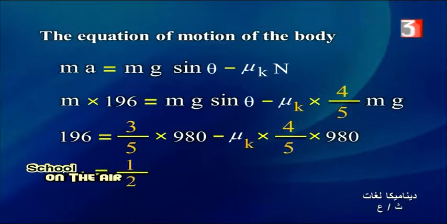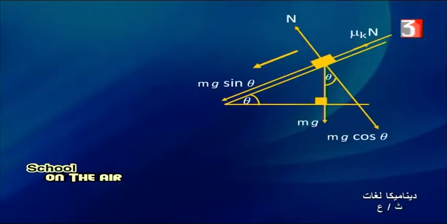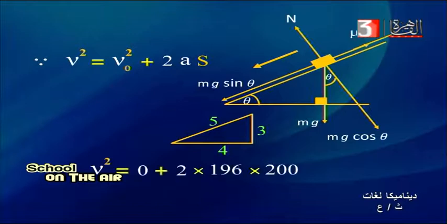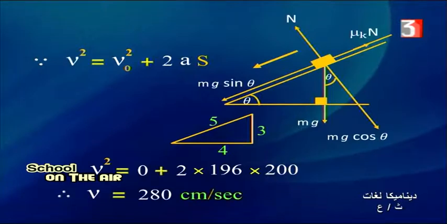Now what is the velocity of the body after it travels 200 centimeter? We know that v squared equals v naught squared plus 2as. And the velocity v squared equals the initial velocity 0 plus 2 multiplied by 196 multiplied by 200, then the velocity v equals 280 centimeter per second.